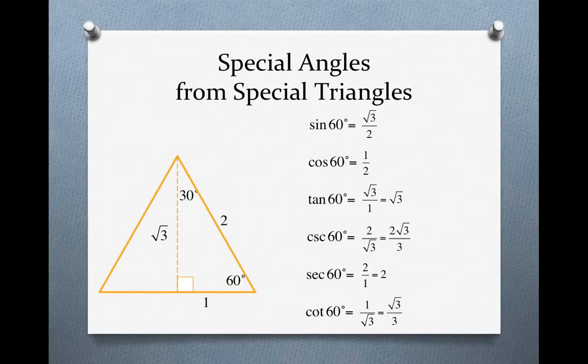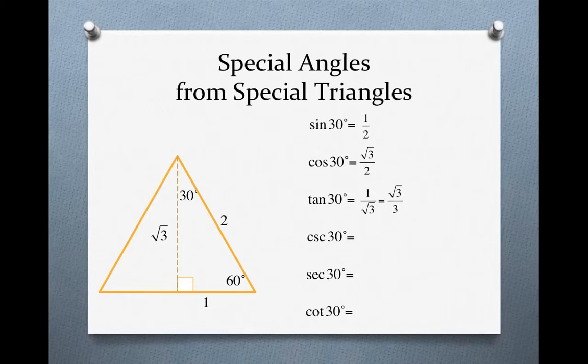Now, in a 30, 60, 90 triangle, we actually have 2 sets of trigonometric functions we can find, because we can find them for the 60-degree angle and we can find them for the 30-degree angle. So we want to go through this process one more time. For 30 degrees now, the opposite side is the 1 over the hypotenuse of 2. So the sine of 30 degrees is 1/2. The cosine of 30 degrees is now going to be the square root of 3 over 2.